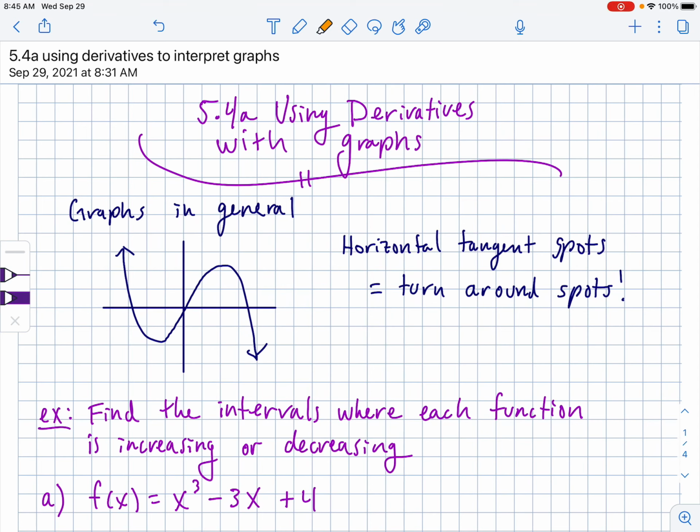Okay, IB AASL2 kids. I did do a little pre-5.4 video that you should go and watch first, but today we're going to get into the real meat of 5.4. We're going to be using derivatives to interpret certain things about graphs.